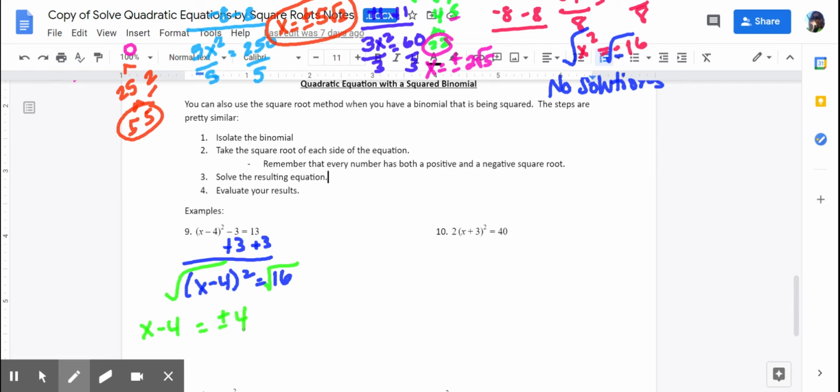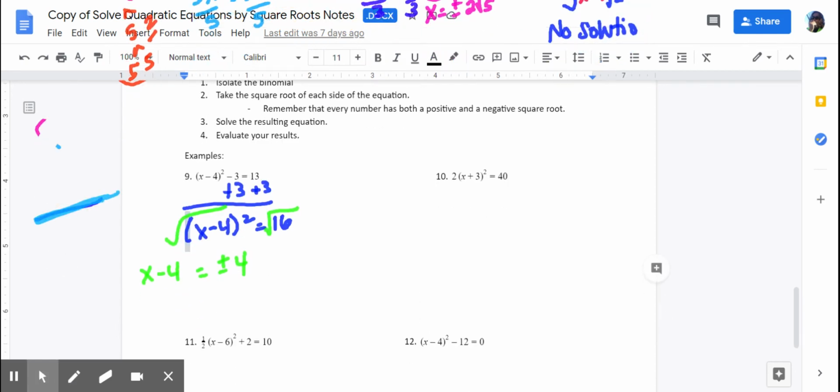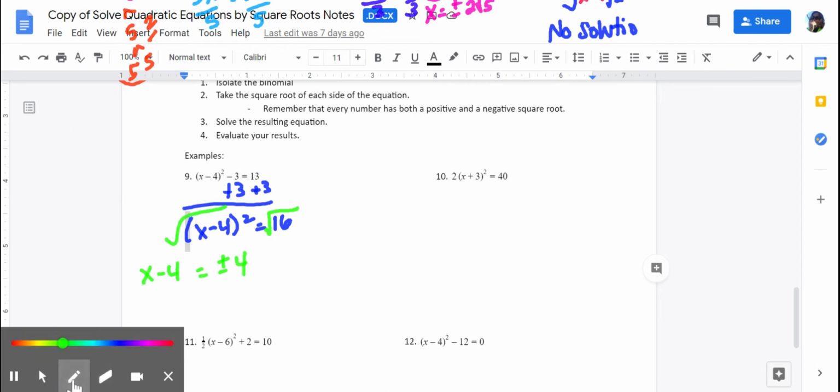Now I have to solve both of these factors. This is where we have to be careful because when we do this, we have to set x minus 4 equal to positive 4 and x minus 4 equal to negative 4.